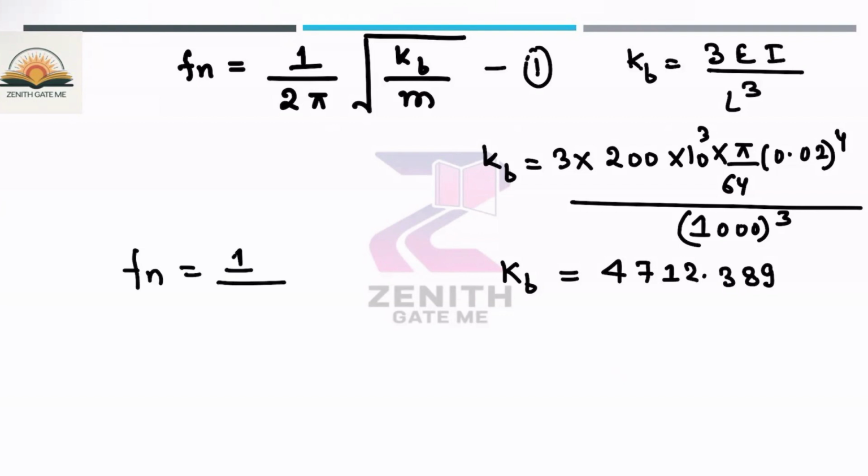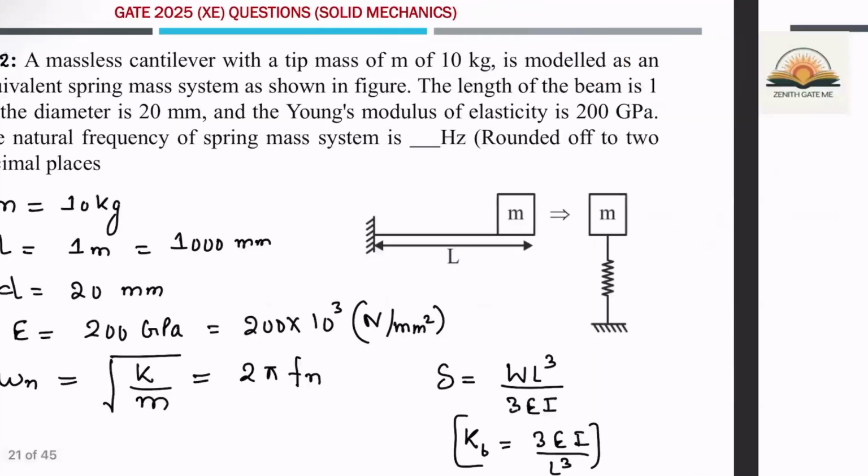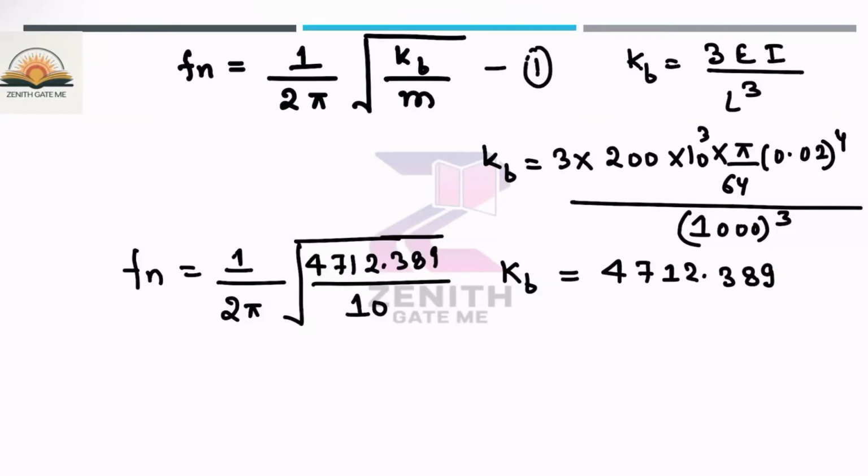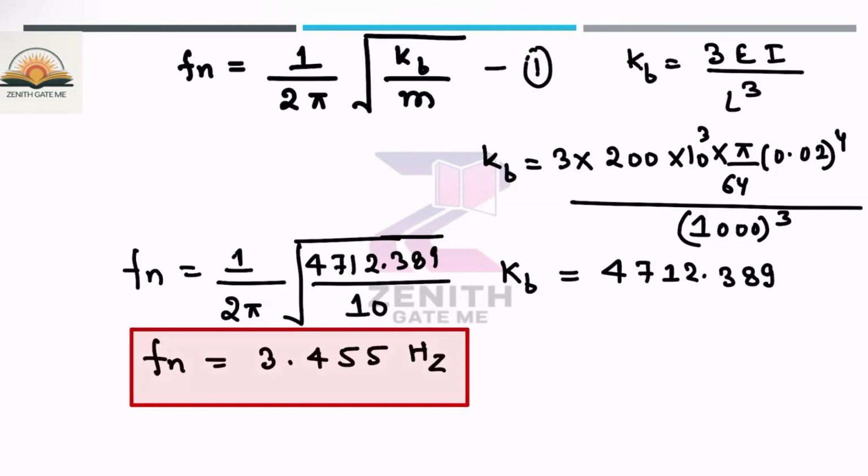Now if you put this value in the first equation, you will get the frequency in hertz. So 1 by 2 pi square root of 4712.389, and the mass value is also given. The mass of the block is 10 kg. Once you solve, the frequency value you will get is 3.455 hertz. So this is the correct answer for this question.